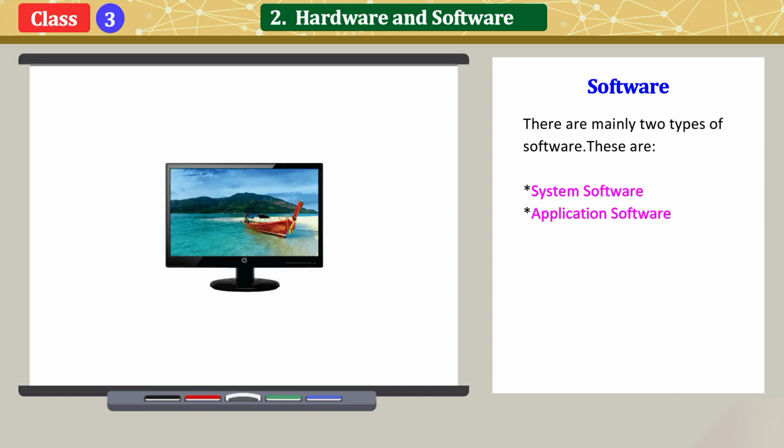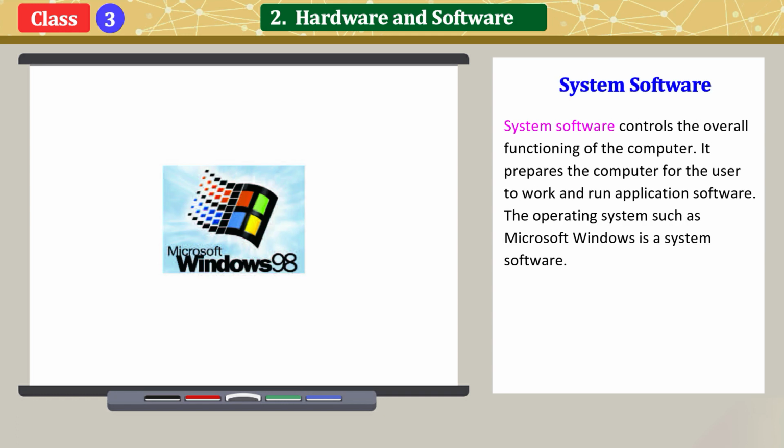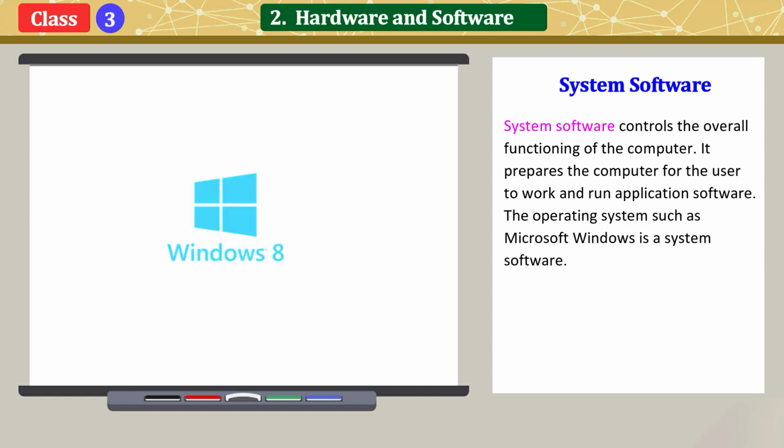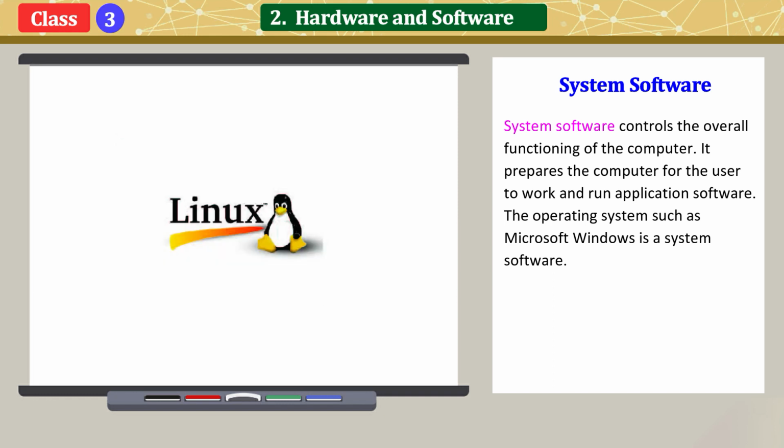There are mainly two types of software. These are system software, application software. System software. System software controls the overall functioning of the computer. It prepares the computer for the user to work and run application software. The operating system such as Microsoft Windows is a system software.